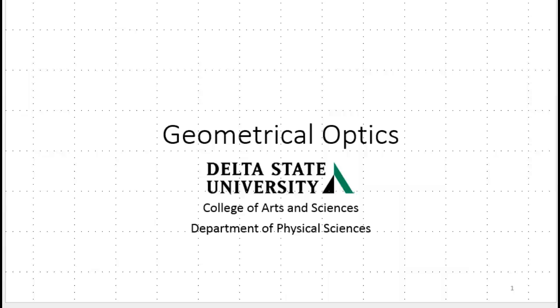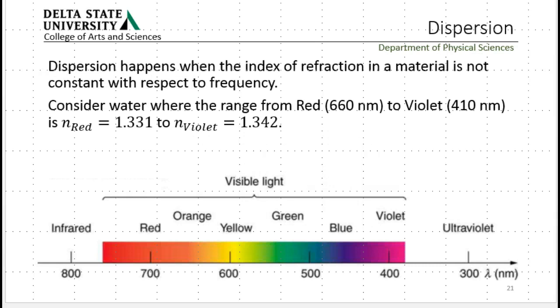In this second segment on geometrical optics, we're going to take a look at dispersion. Dispersion happens when the index of refraction for a material is not constant with respect to frequency. Consider water, where the index of refraction at red, a wavelength of 669 nanometers, is 1.331 and ranges all the way to 1.342 at violet. What does this mean, right?